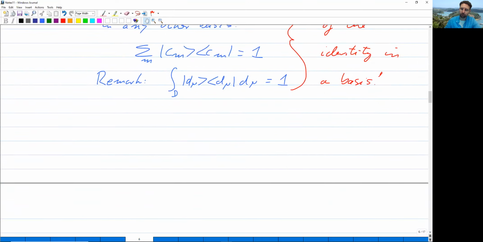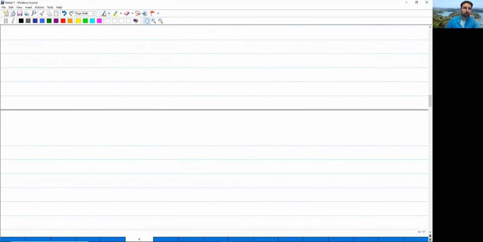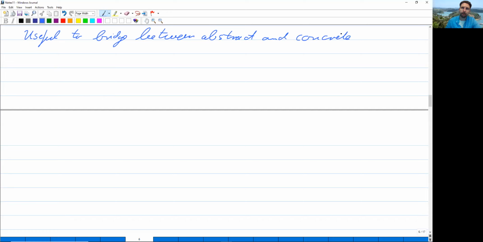Now, how is this useful? I promised that it would be useful for turning equations that are abstract into equations that are concrete. So useful to bridge between abstract and concrete. By abstract, we will mean basis independent, and by concrete, we mean dependent on the choice of bases.